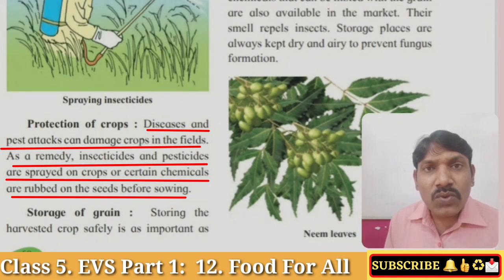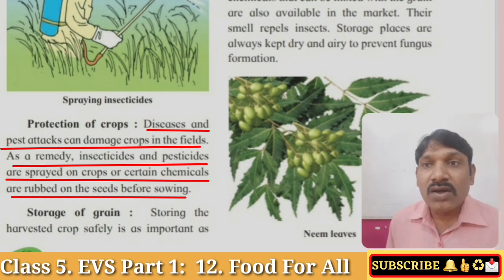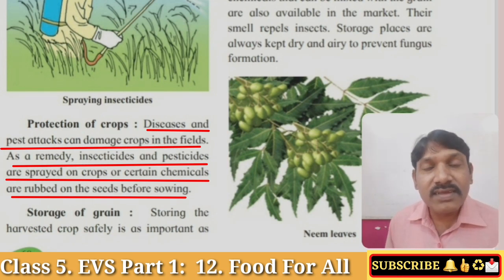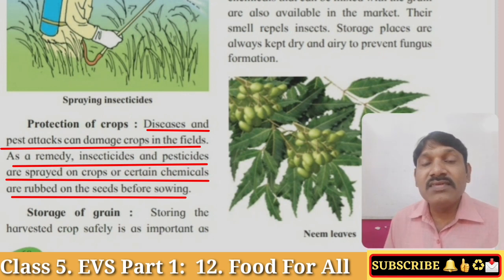And so what can we do? What is the solution for it then? Yes, students, there is a solution. There is a remedy for it. Yes, we can spread insecticides or pesticides on the crop, or certain chemicals are rubbed on the seeds before sowing it. Yes, students, most of the farmers use this method of spraying insecticides and pesticides. Students, what are insecticides and pesticides? Yes, pesticides are those chemicals which kill the insects. Okay students, and these insecticides and pesticides are available in the market.